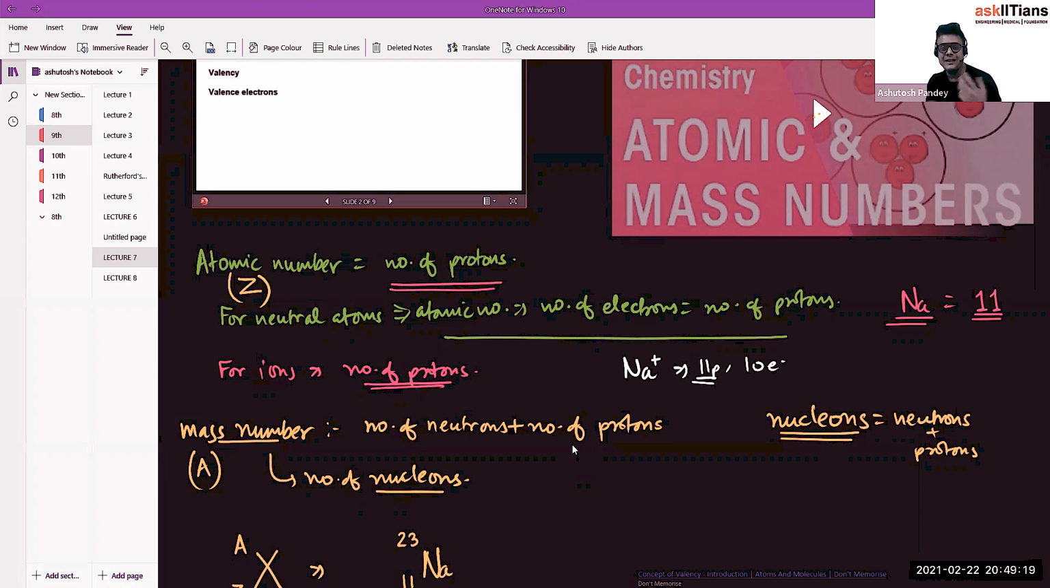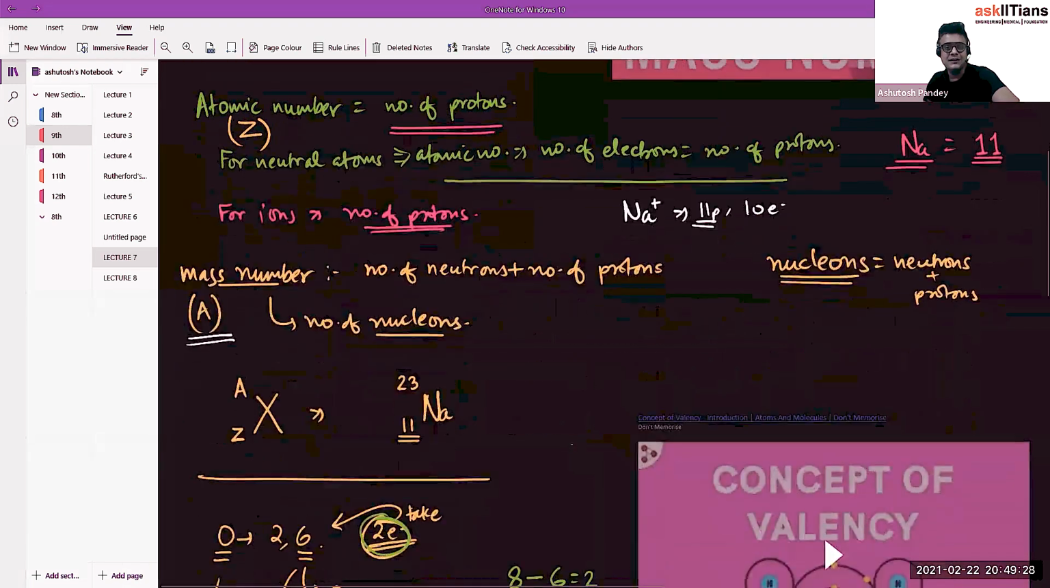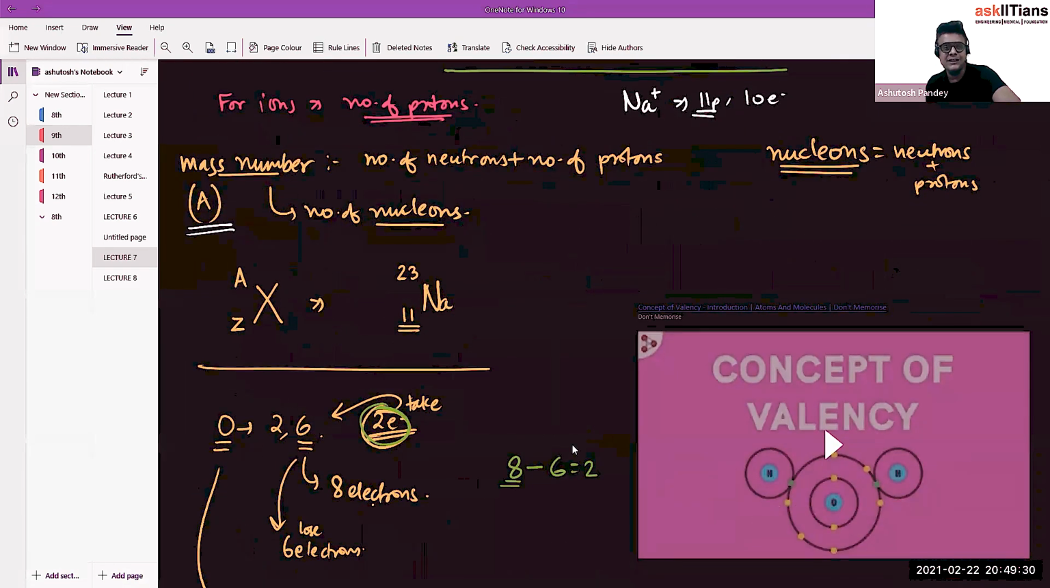So we can say that the mass number is equal to number of nucleons. It is represented by capital A. Now let's see the representation. If we have the symbol of an element, Z is the atomic number, which is written as a subscript, and A is the mass number, which is written as a superscript, like this.